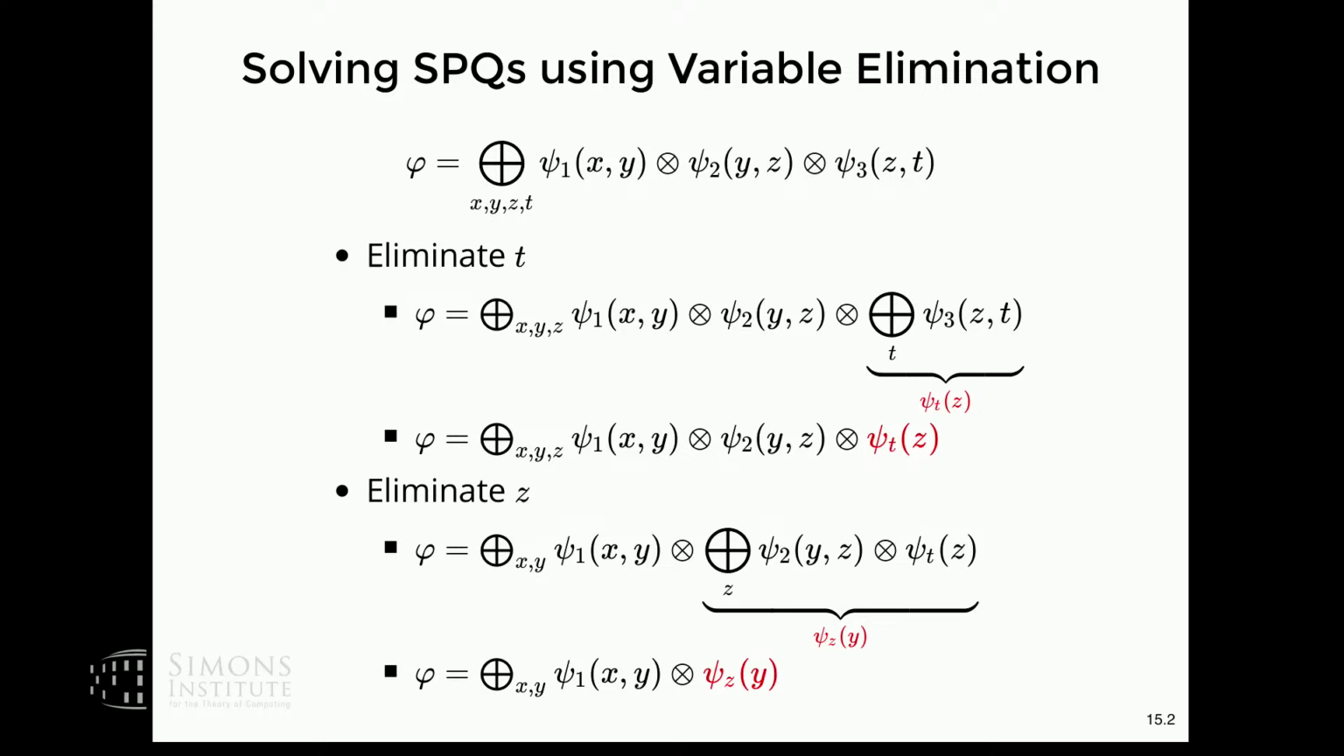If you follow this strategy, you can solve this SPQ over any semi-ring in linear time, in the sizes of psi1, psi2, psi3. So now the question is, how far does this strategy generalize?